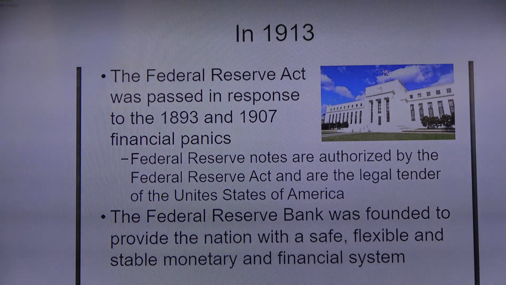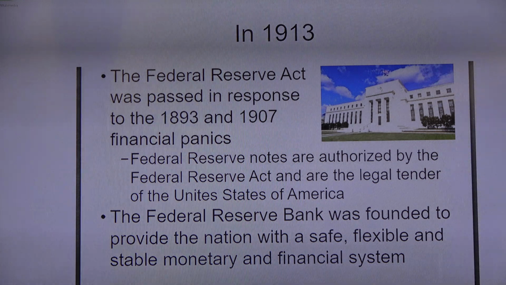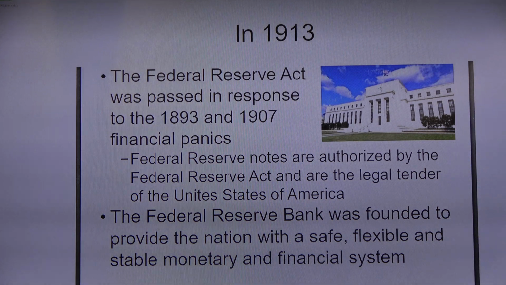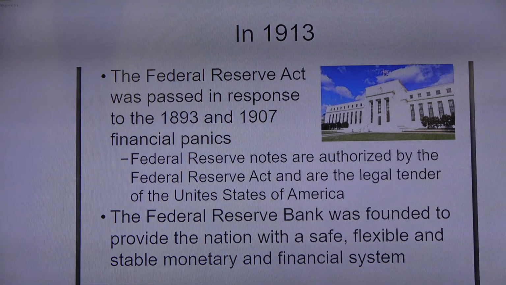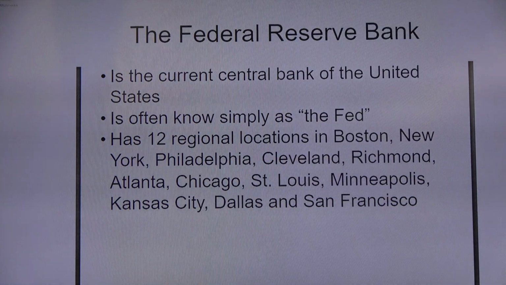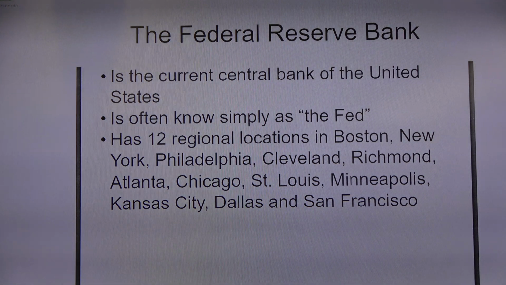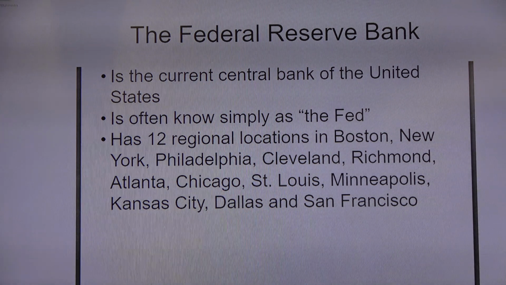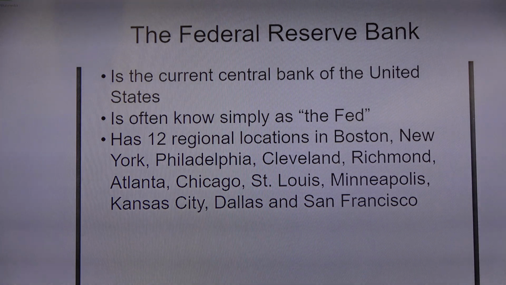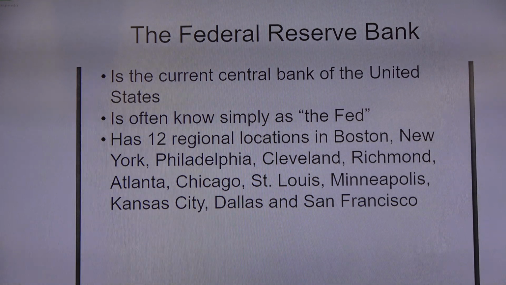And there are 12 Federal Reserve Banks. One of them is in Dallas, and we'll learn where the other ones are. The one in Dallas has a region that they oversee, the banks in that region, and supply money for them. And so the Federal Reserve Bank is the current central bank of the United States. Sometimes we call it the Fed. It has 12 regional locations: Boston, New York, Philadelphia, Cleveland, Richmond, Atlanta, Chicago, St. Louis, Minneapolis, Kansas City, Dallas, and San Francisco.